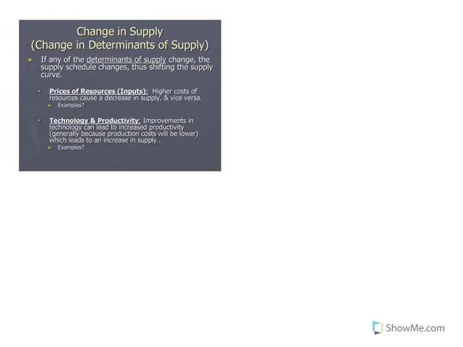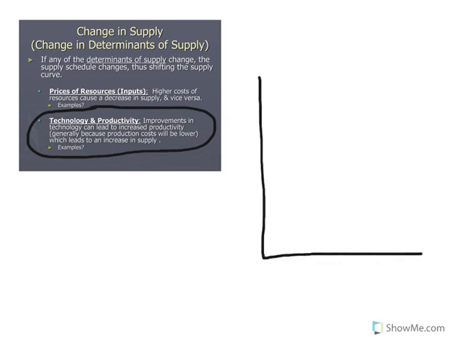The second determinant of supply would be right here, technology and productivity, and more specifically, how new technology impacts productivity or the supply of a good or service. Generally, firms are not going to invest in new technology unless it's going to make them more productive. In other words, imagine if you were an owner of a business and you were going to spend a lot of money on some new piece of machinery for your business.